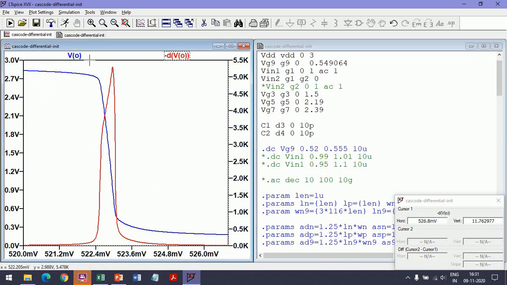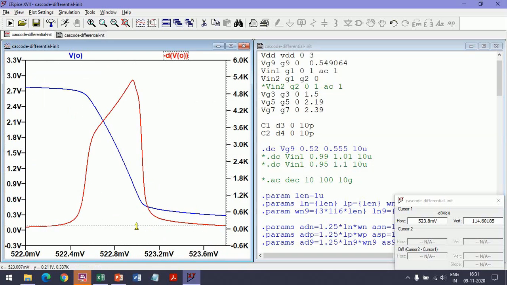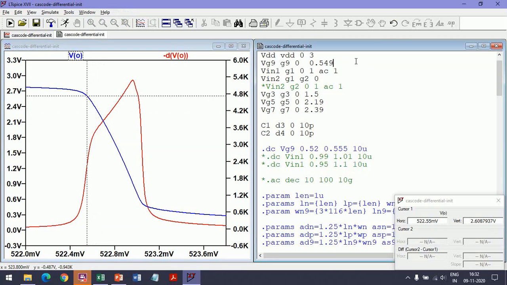Alright, so now we need to change VG9 so that with these new values of LN9 and WN9, we want the output voltage to be 2.6 volts. We want to adjust VG9 so that the output is 2.6. So let's make it 52255. But I want to make sure now that VG9 has an overdrive of greater than 0.1 volt.